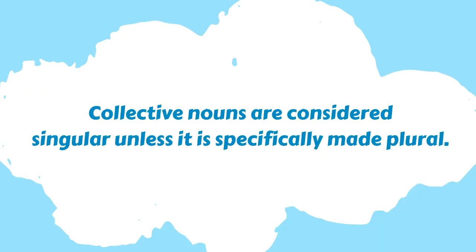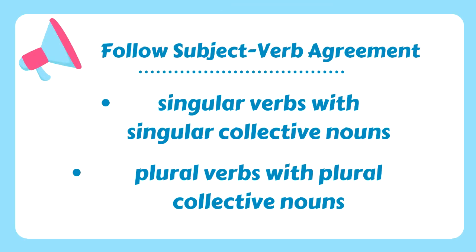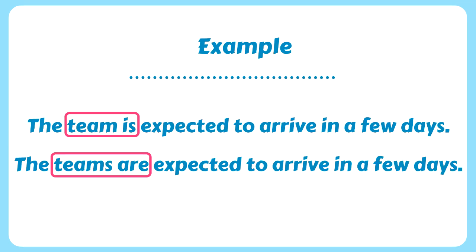Collective nouns are considered singular unless it is specifically made plural. Remember, we need to follow proper subject-verb agreement by using singular verbs with singular collective nouns, and plural verbs only when the collective noun has been made plural. Let us observe these examples. The team is expected to arrive in a few days. The teams are expected to arrive in a few days.